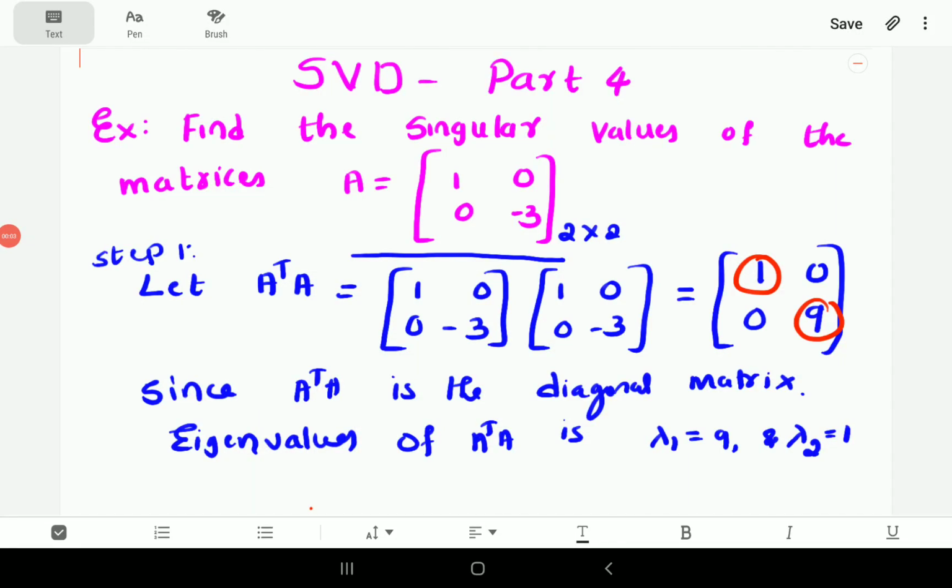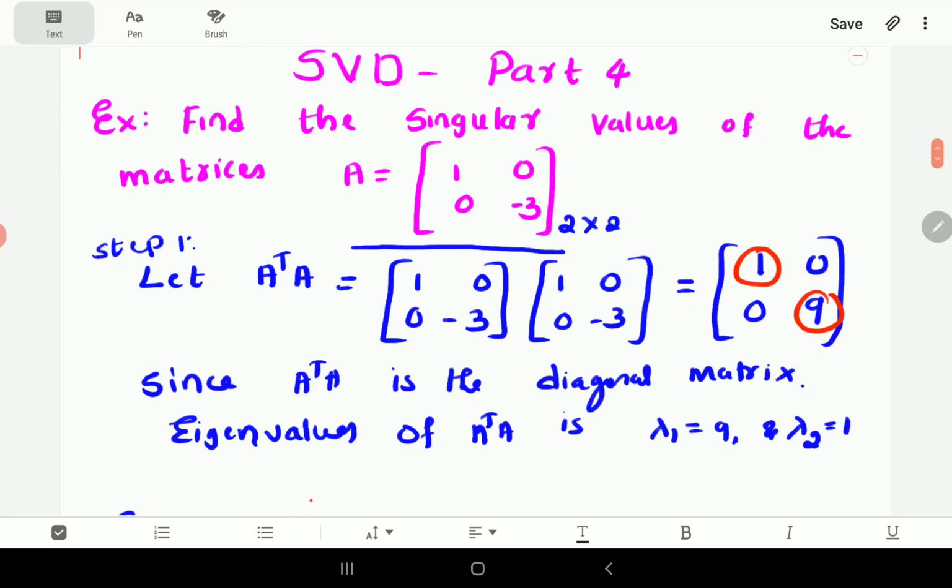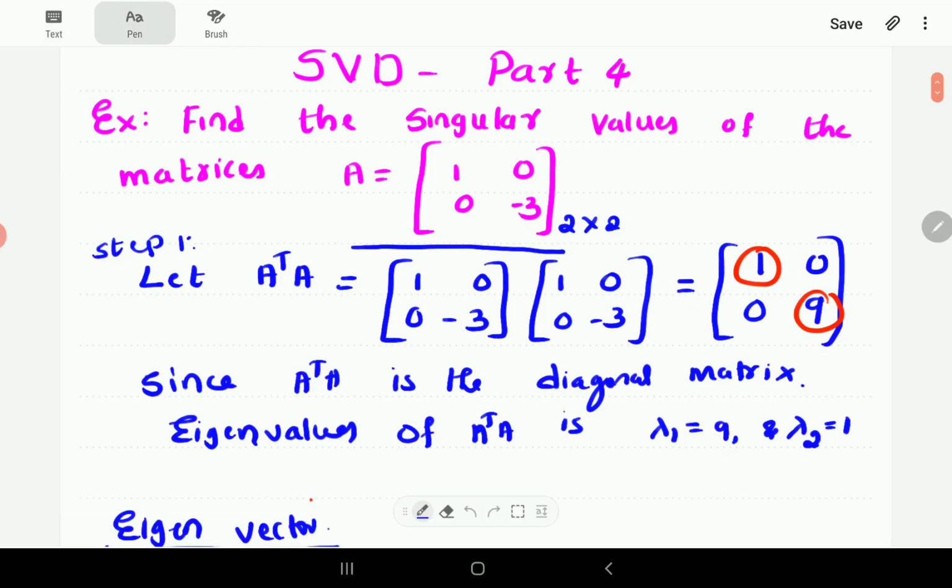Today let us continue with some more examples on the SVD. So here, find the singular value decomposition of this given matrix. For this, as we know, we will start with the composition of A transpose into A. So A transpose into A will give us this matrix.